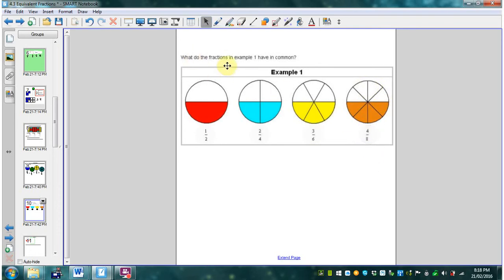So now we come back to this. What do these fractions have in common? We see they all represent the same shaded area. They all have the bottom half shaded. So even though they're written a little bit differently and divided into more pieces, at the end of the day it is the same amount shaded in all of these circles. Okay, no need to write that down, just think about that.